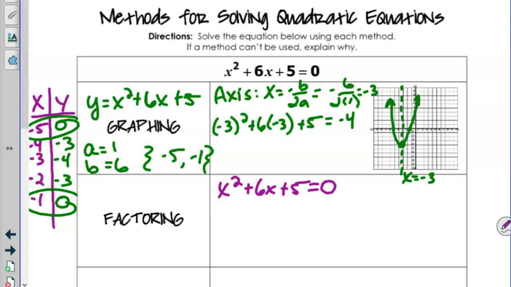If I ask you to solve by factoring, what do I need to do? Very good. What are the factors of 5 that add up to 6? So I write down x plus 5, x plus 1 is equal to 0. Our a value is 1, so it's a very easy one to factor. What would my next step be?